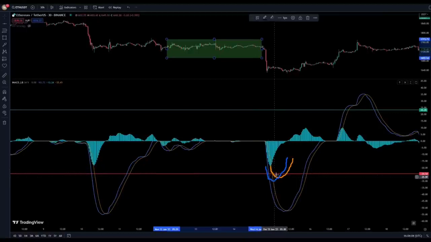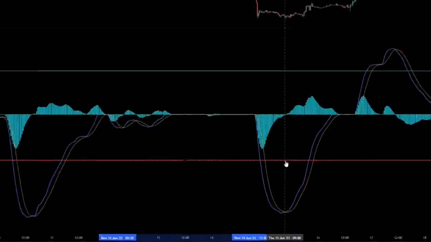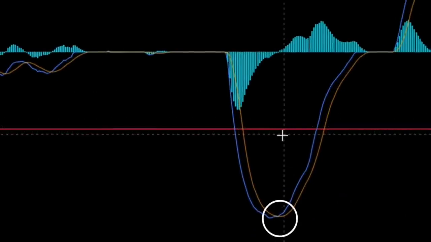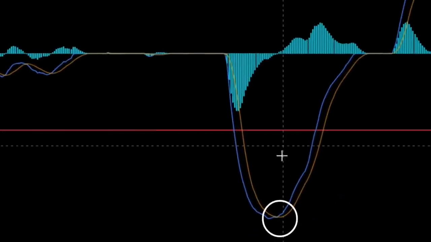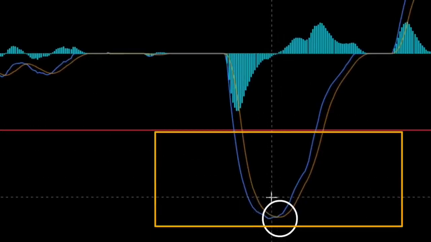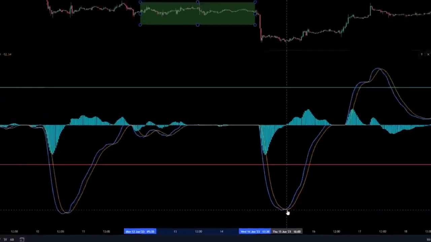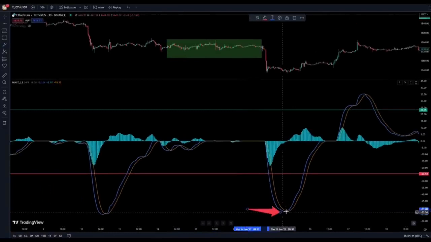The most important condition about this indicator is that whenever these two orange and blue lines cross each other on this red line going upwards, it means that we can enter a buy trade in that position. The more the crossing is lower than the red line, the more validation it gets. For example, they have crossed here and it is under the line.